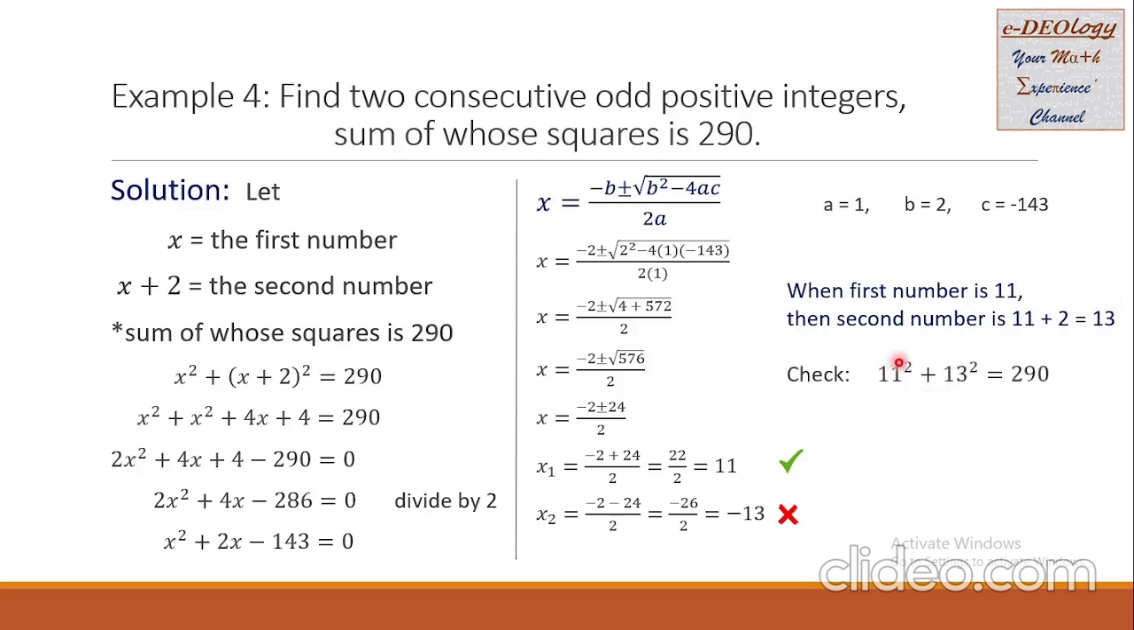Just to check, let us put 11 squared plus 13 squared. Is it equal to 290? 11 squared is 121 plus 13 squared is 169. When we simplify the left side, that is 290, which equals the value on the right. So this is our final answer.